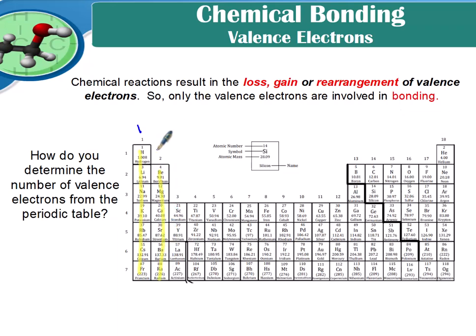These all have two valence electrons. We have 3, 4, 5, 6, 7, and 8 valence electrons, with the exception of helium, which only has 2. But everything else that's a noble gas has 8.